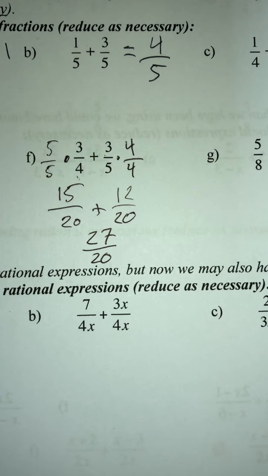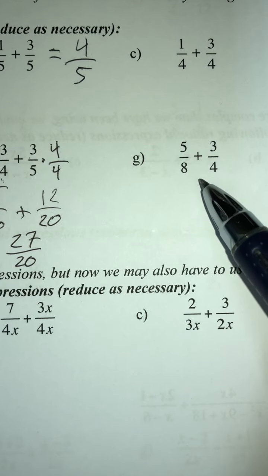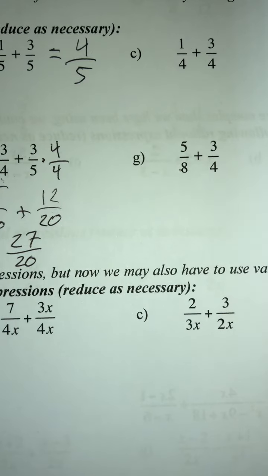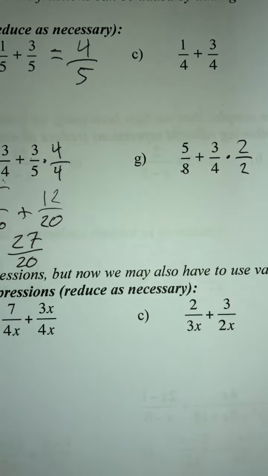So not too bad. You might see some cases that look like this, where you don't need to multiply the denominators on either side. I can just take this and go times this by 2 over 2 to get 8. So sometimes you don't have to do anything.